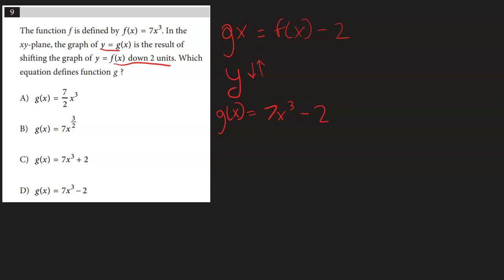Because imagine that if we drew, say, f of x looks something like this, and all we did was shift it down 2, then g of x would look like that. And so it would have the same slope, but it would just be shifted down 2 units. And so if you want to draw it out, it would appear something like that. So we know the answer is D.